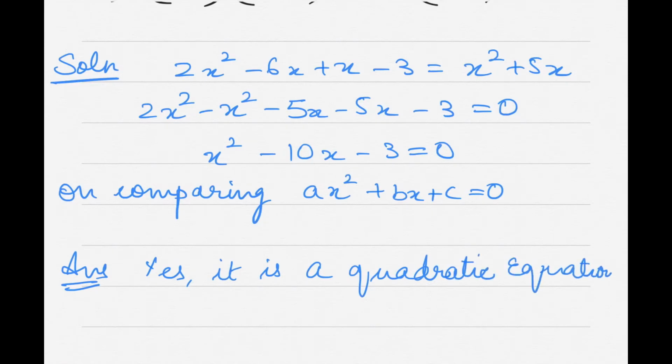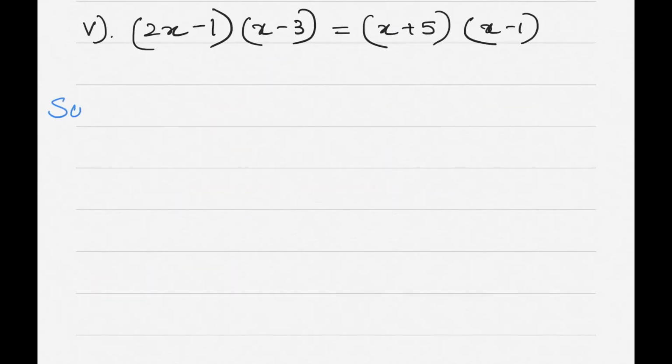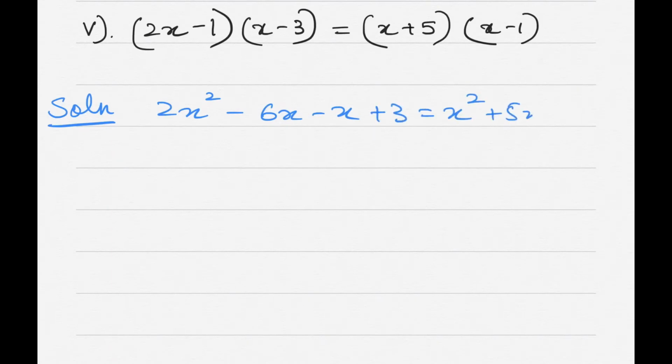Yes, it is a quadratic equation. On to the fifth part of the first question, we have (2x minus 1) into (x minus 3) is equal to (x plus 5) into (x minus 1). Okay, let's solve it. So now 2x square minus 6x minus x plus 3 is equal to x square plus 5x minus x minus 5, right?